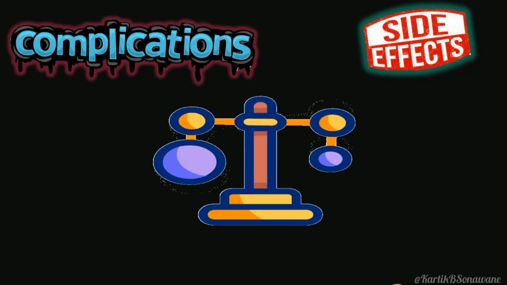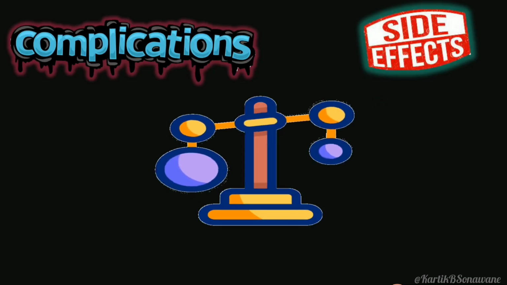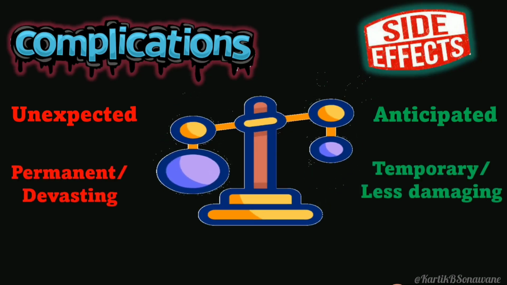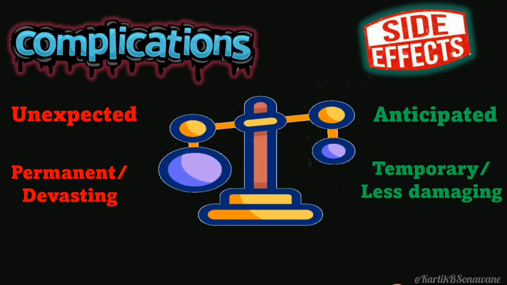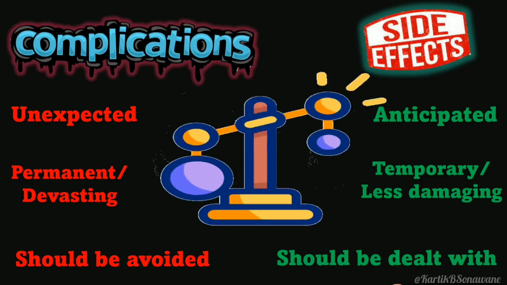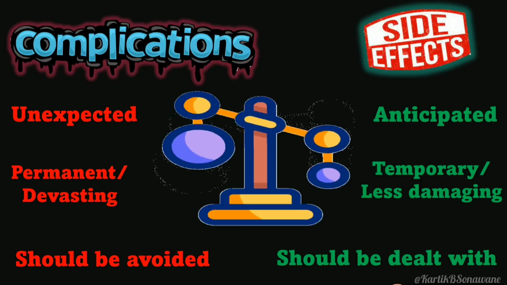Coming to the complications. So complications should be differentiated from the side effects of the block. Complications are unexpected, whereas side effects are often anticipated consequences. Complications may be permanent or devastating. Side effects are typically temporary and manageable. Complication must be avoided at all costs, whereas side effects can often be handled with vigilant monitoring and patient reassurance.